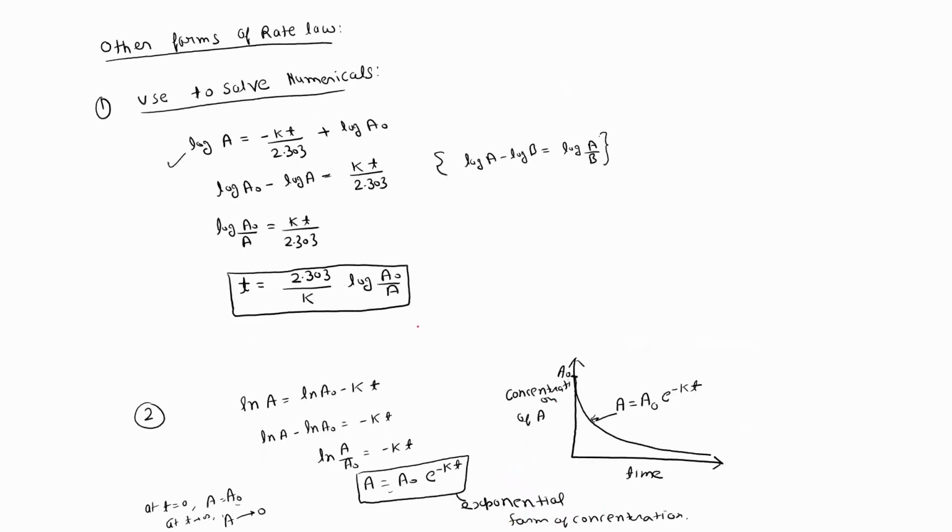Then next, we have gone through the other forms of integrated rate law for first order reaction, and in that we have used two forms, of which one is useful to solve the numericals, and we will use this form to solve numericals today. Okay, only this form: t is equal to 2.303 by K log A naught by A. And the second form is for concentration, how concentration decays with respect to time, which is an exponential decay. And the graph will be like this, exponentially decreasing with respect to time.